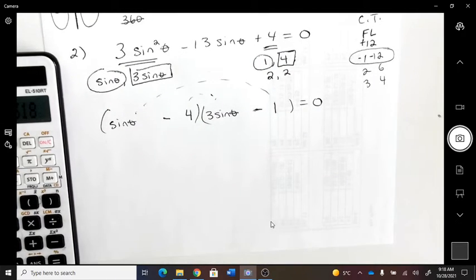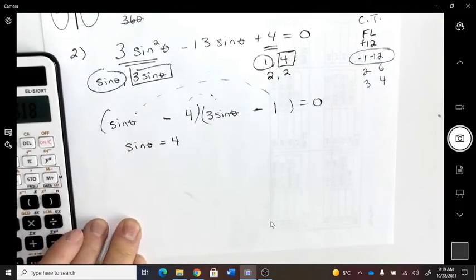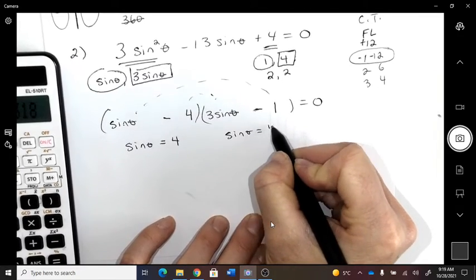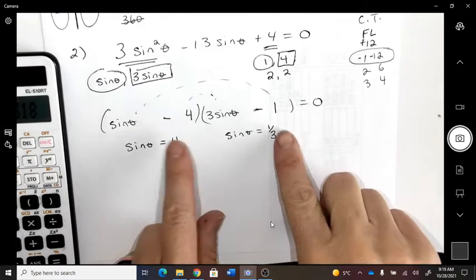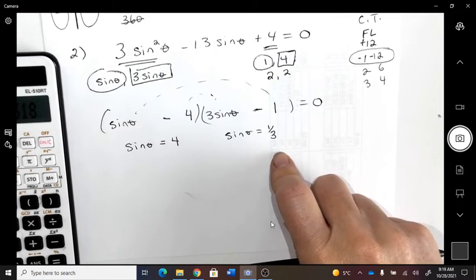Okay, so this is nothing new concept-wise. You're doing your complex trinomial. But here is where it all switches. You ready? Sine theta equals positive 4. Sine theta equals 1 over 3. Normally this is where we would end. But it's not, because all you did was solve for a trig value. So now we have to go into the whole angle process.